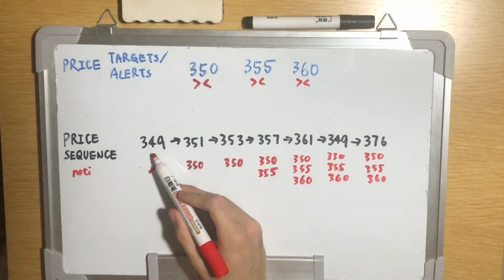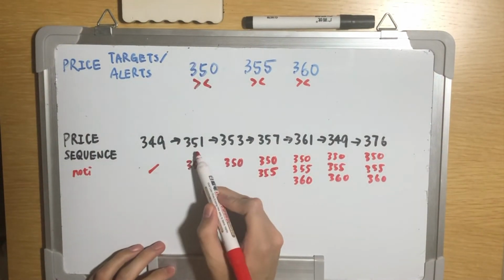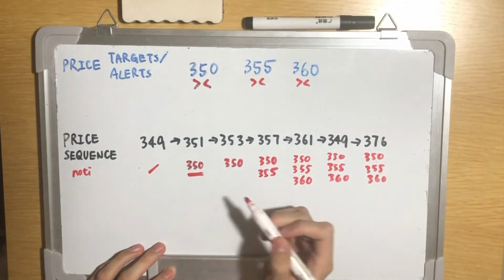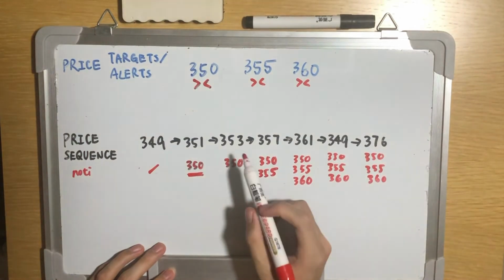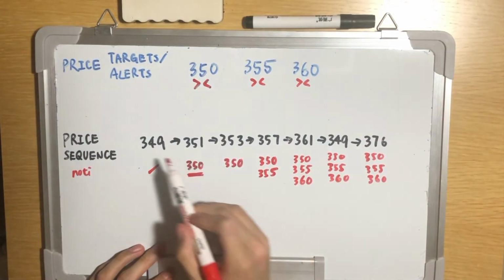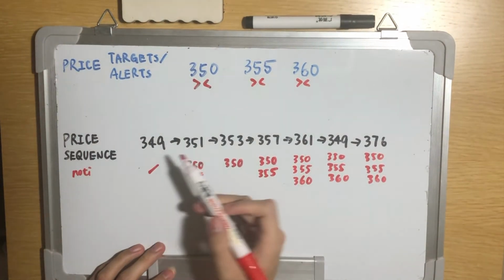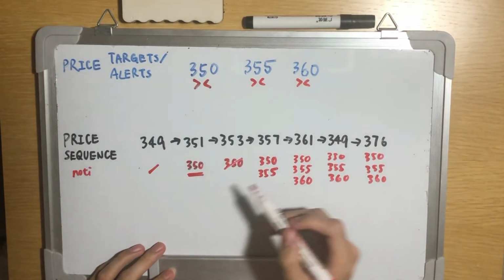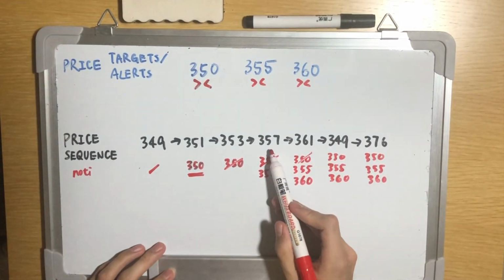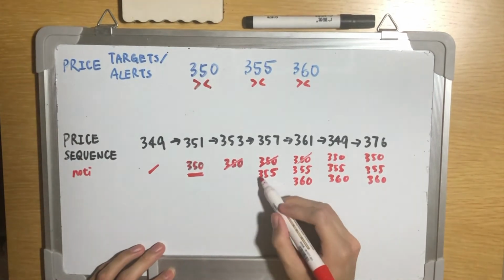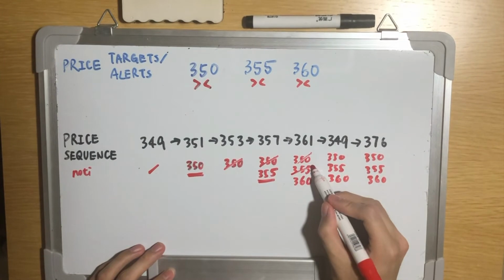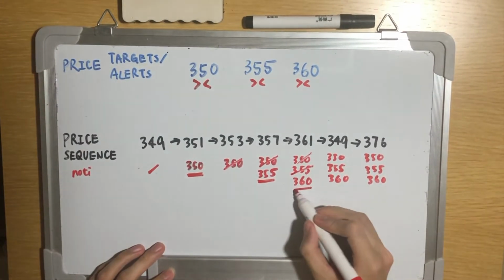If it is from 349 and it passes to 351, we will send the price alert for 350. And for the second time, if it still passes 350 and does not drop back down to 349, then we won't be sending this, and we won't be sending this and this. And for 357, we will send this one because this is the first time it passes 355. And for this one, we won't be sending. And for 360, we will send this.